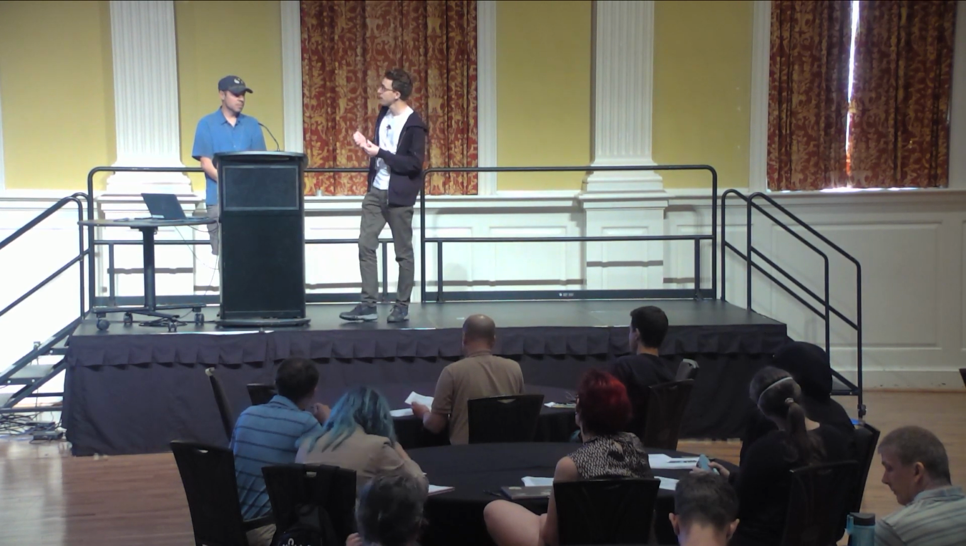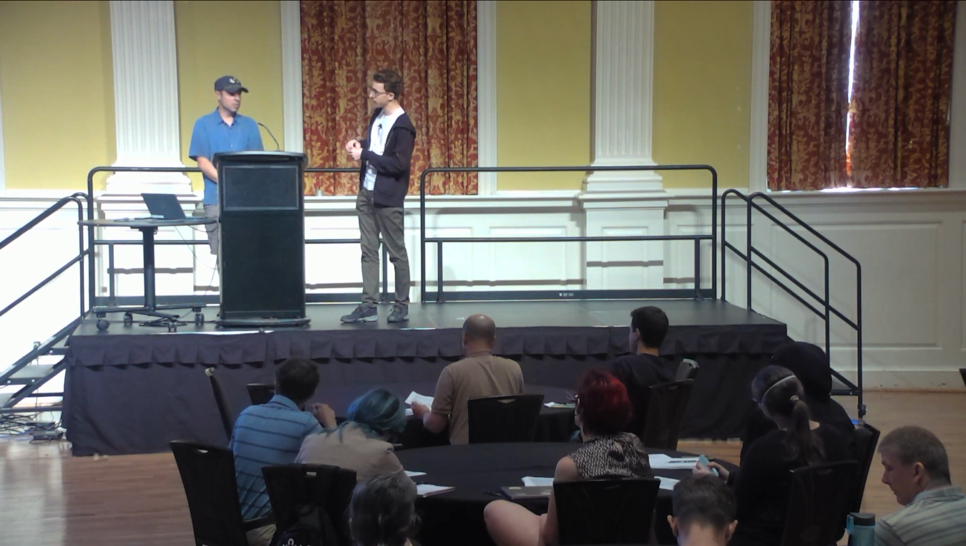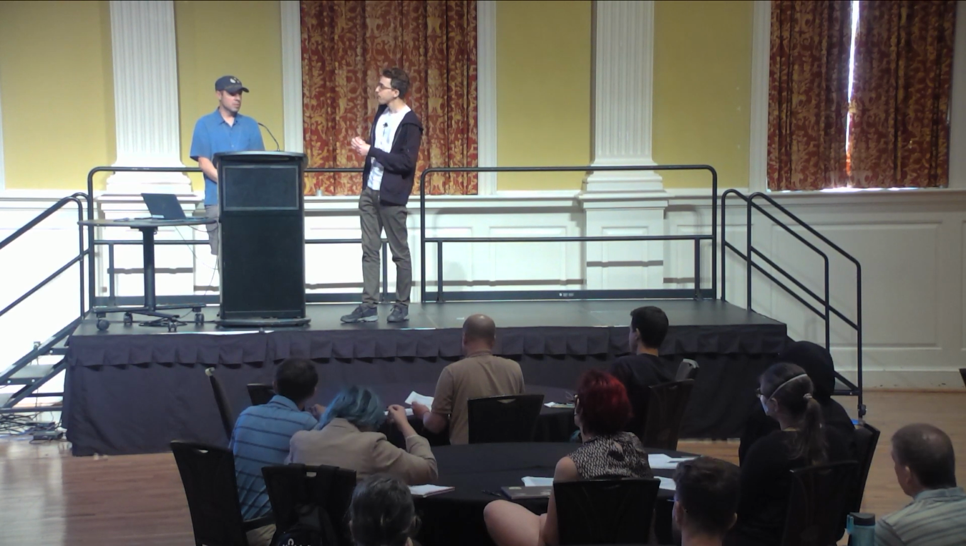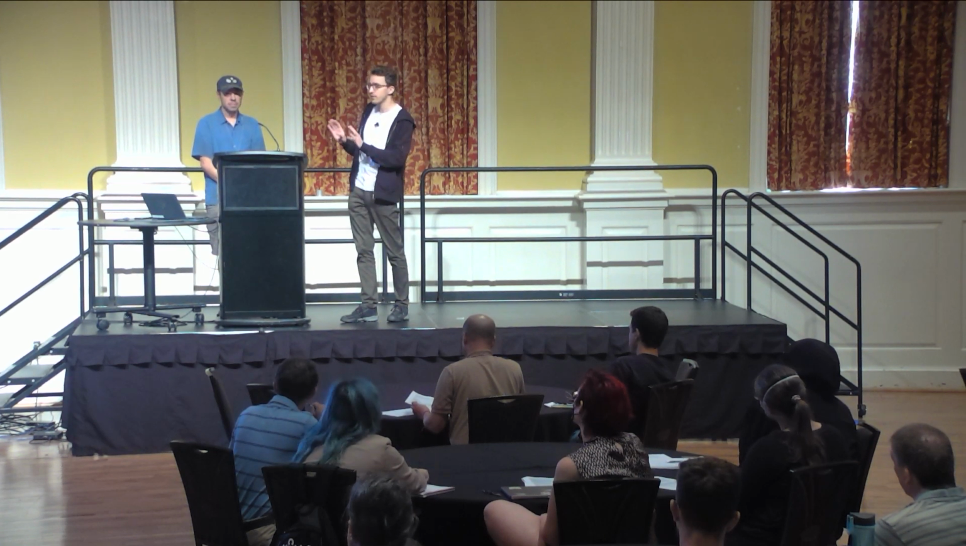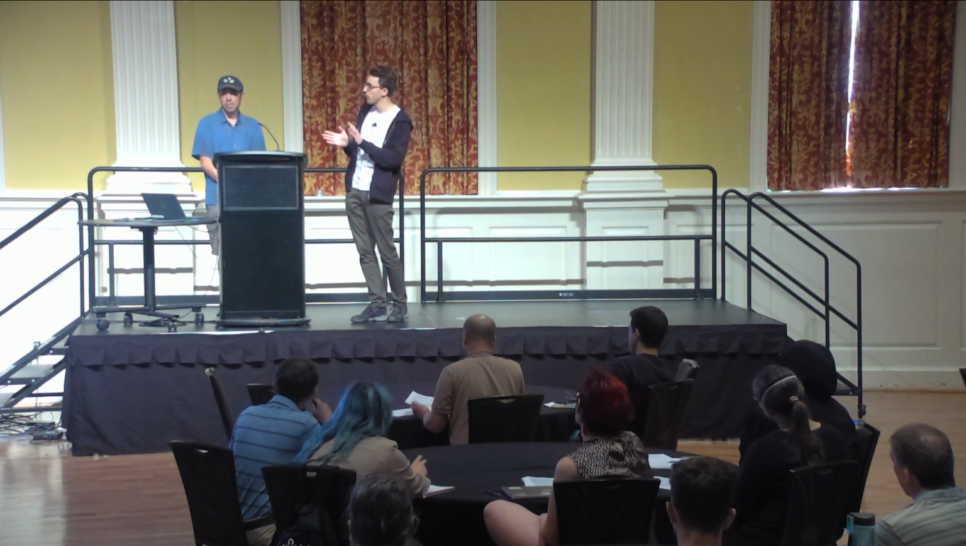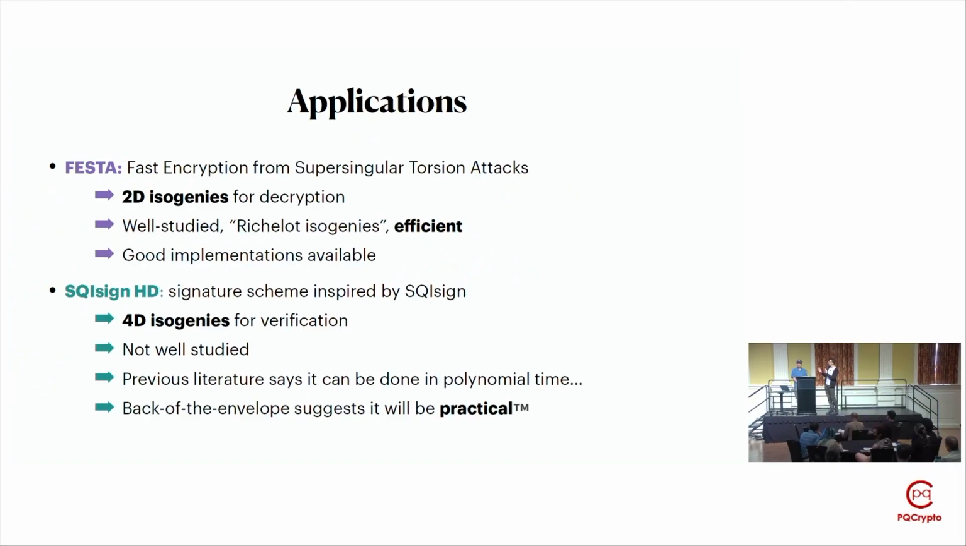And in SkiSign HD, here I'm saying we need 4-dimensional isogenies. That is in the more favorable case of SkiSign HD, where we need some heuristics here and there to say that all our numbers are going to be well represented, that we're going to find a sum of 2 squares. But if we want a fully provable version of SkiSign HD, we need the 8-dimensional case.